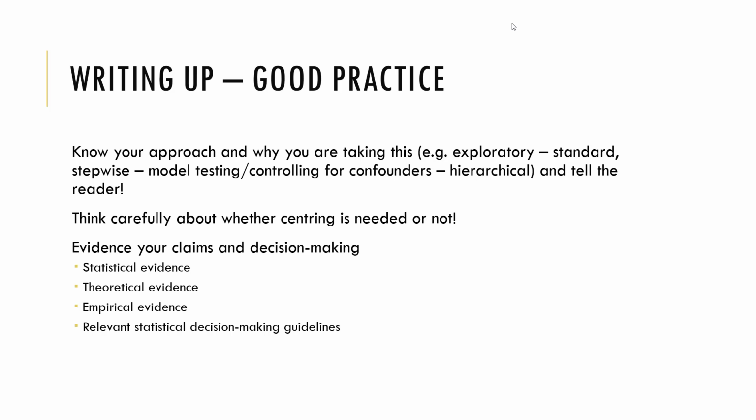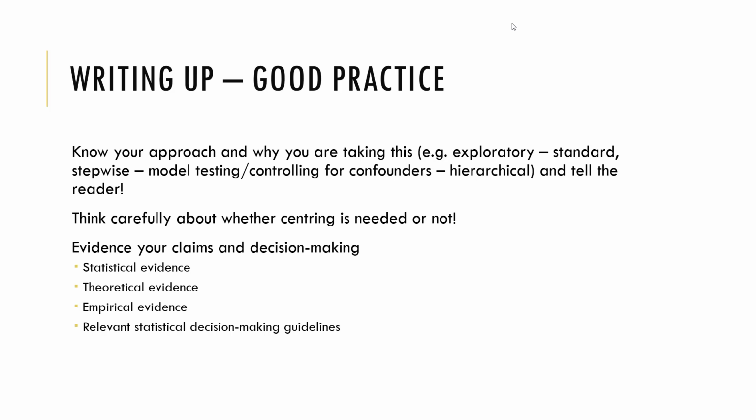Okay, so writing up. The most important thing is knowing the approach you want to take, and why you're doing that. So if you're taking an exploratory approach, whether you're going to use standard or stepwise regression, which one and why. If you're controlling for confounders or testing a specific model, if you're going to use hierarchical regression, why you're doing that. Make it really clear based on your hypotheses and how they link to the analysis approach you're going to take. And then obviously that has knock-on effects on things like sample size calculation. So how much data you're going to need to anticipate collecting to be able to look at these relationships in the way that you want to.